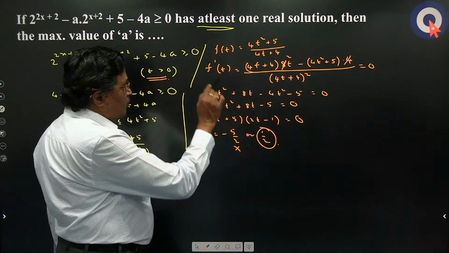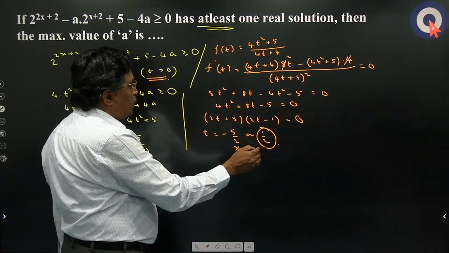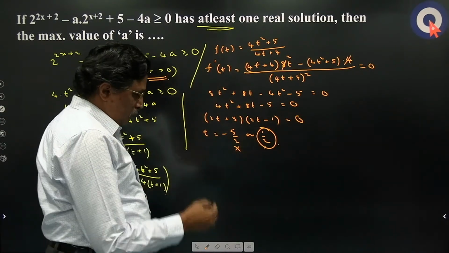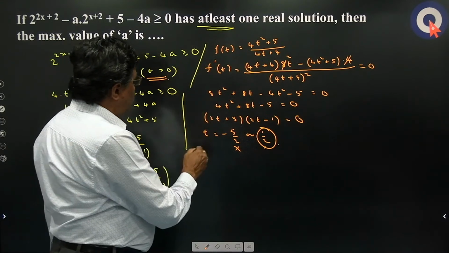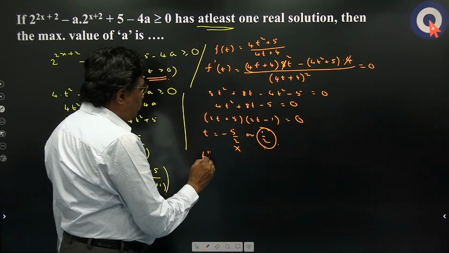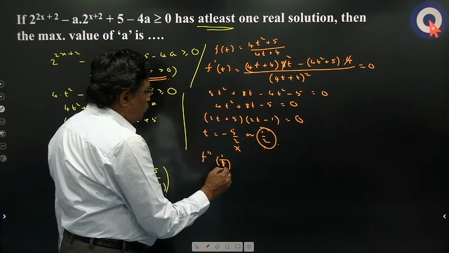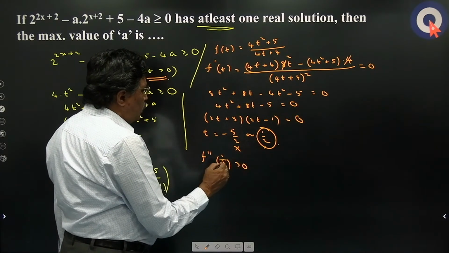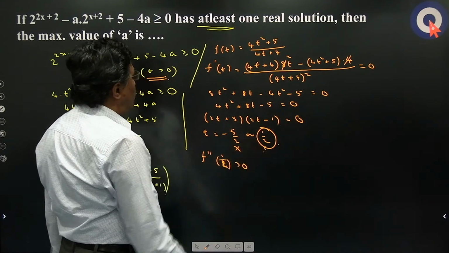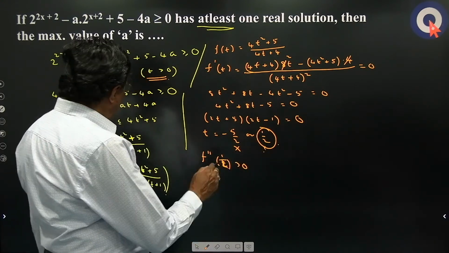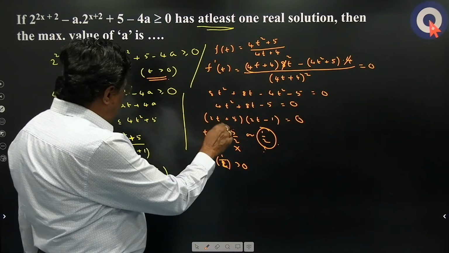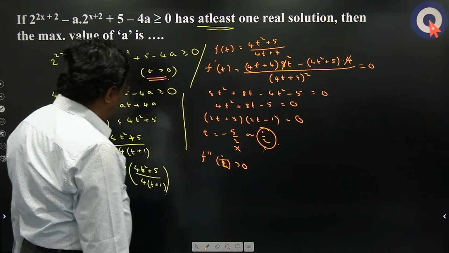You can now do the second derivative and substitute this. You get a positive value. So I'm just leaving that part. f''(t) you find out, and for f''(1/2) you get a positive value. So therefore, this will correspond to a minimum. So the minimum occurs now at t = 1/2.